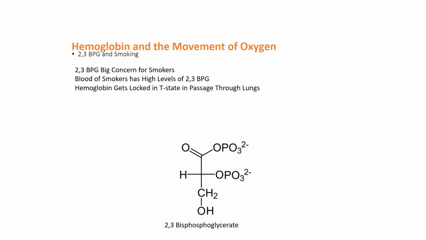And that's why the blood of the smokers, their blood is going to the lung, but because there is so much 2,3-BPG, it will lock the hemoglobin in the T state. It will not allow it to be saturated with oxygen and go in the R state. So the oxygen carrying capacity of the blood for smokers will be reduced. And carbon monoxide levels are also higher in smokers.